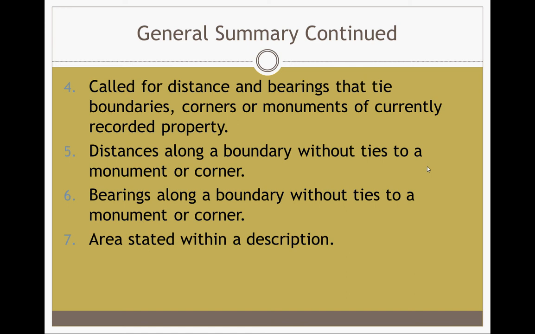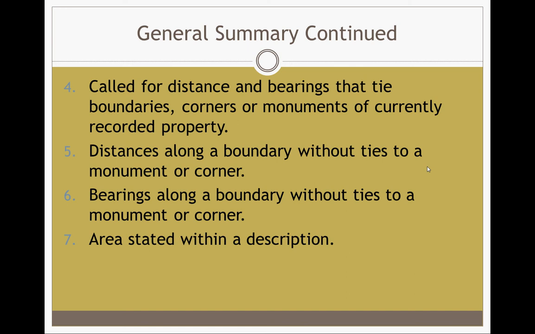Notice that bearings are number 6. So when you look at a legal description, the monumentation is the one that controls the most. That is the number 1, the top. And as we trickle down, we see that distances control over bearings, bearings are under distances, and the worst thing that you can control by using a survey is area.